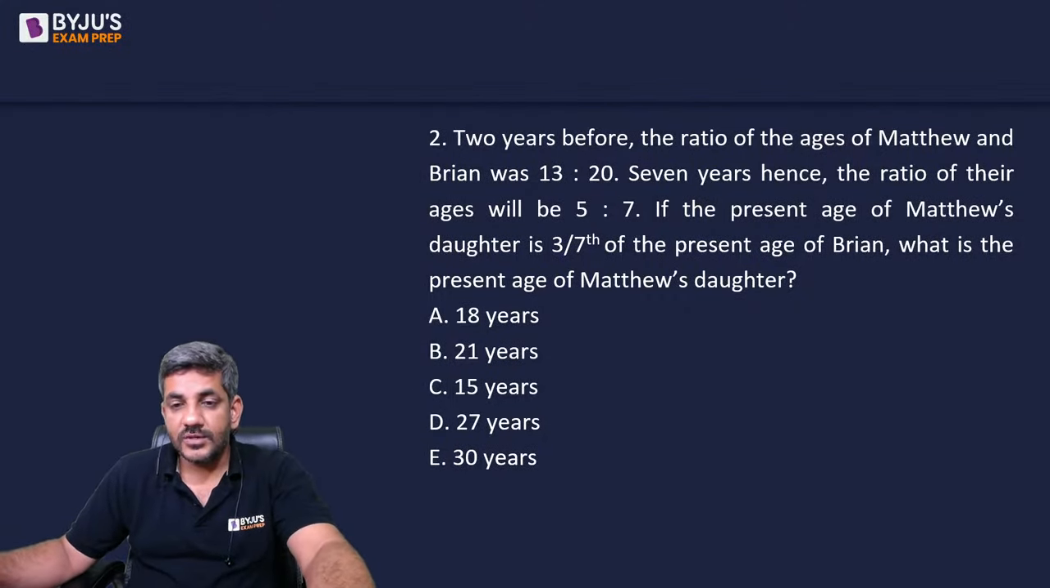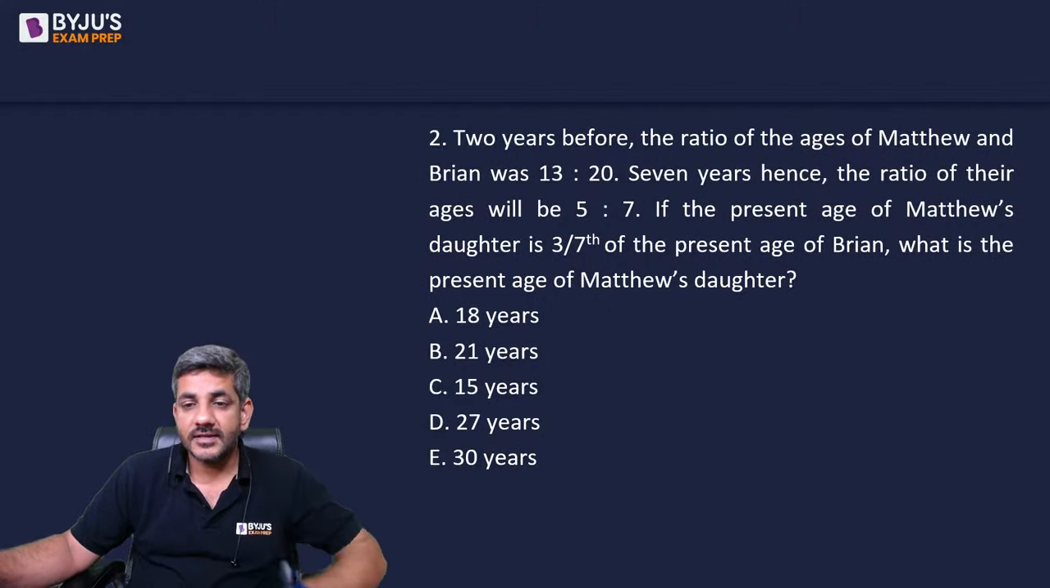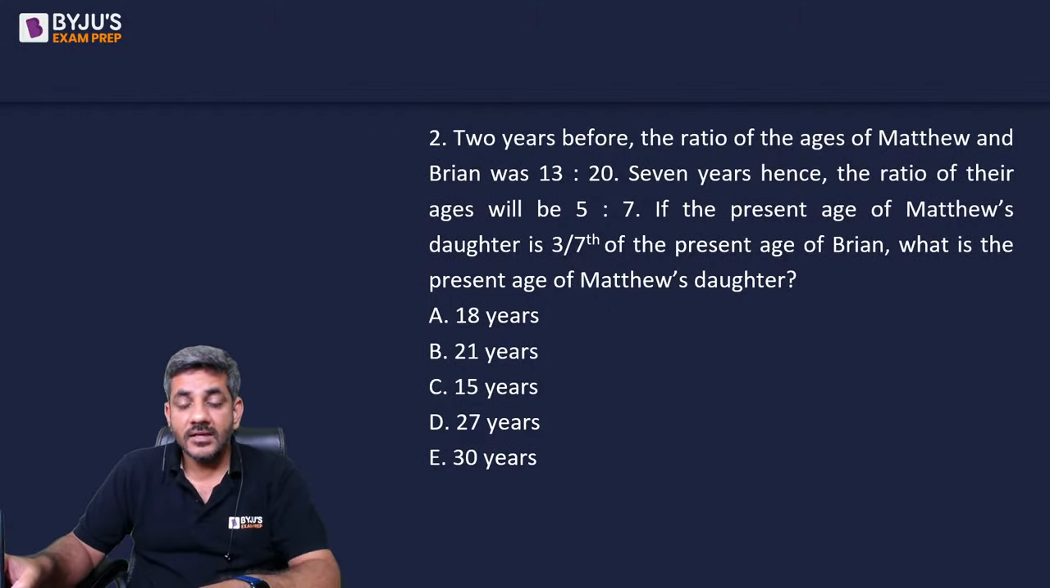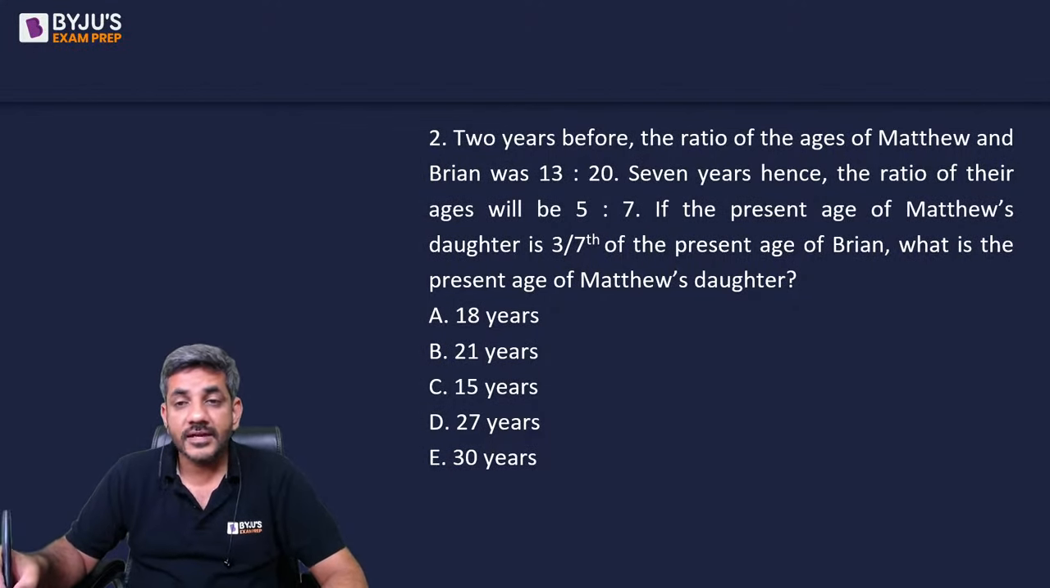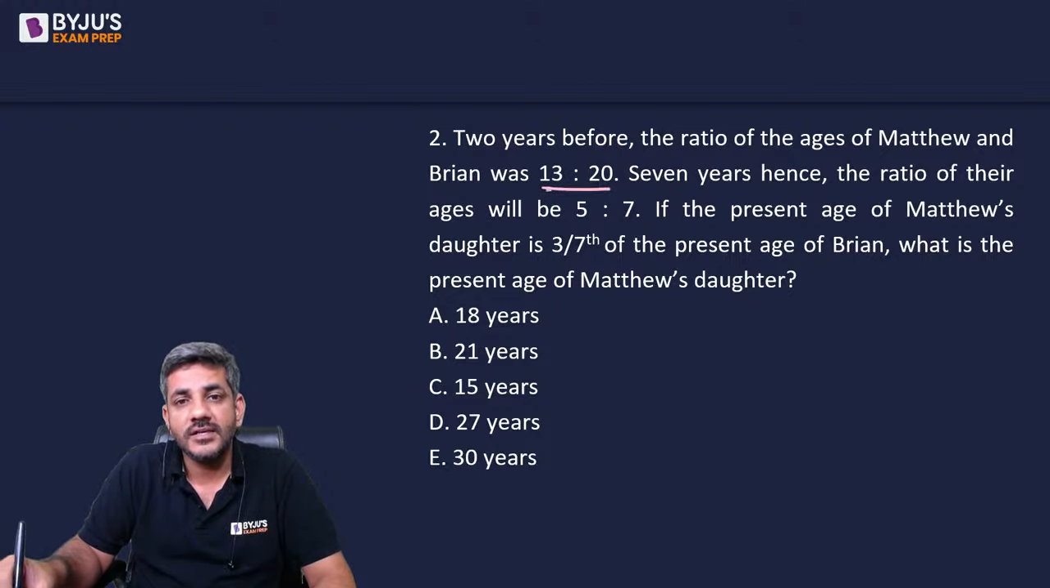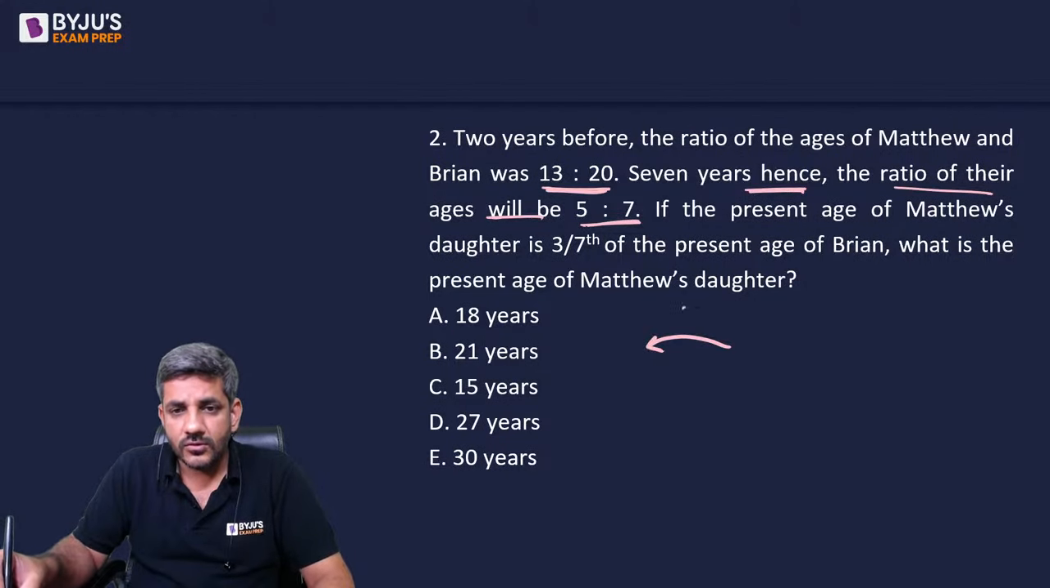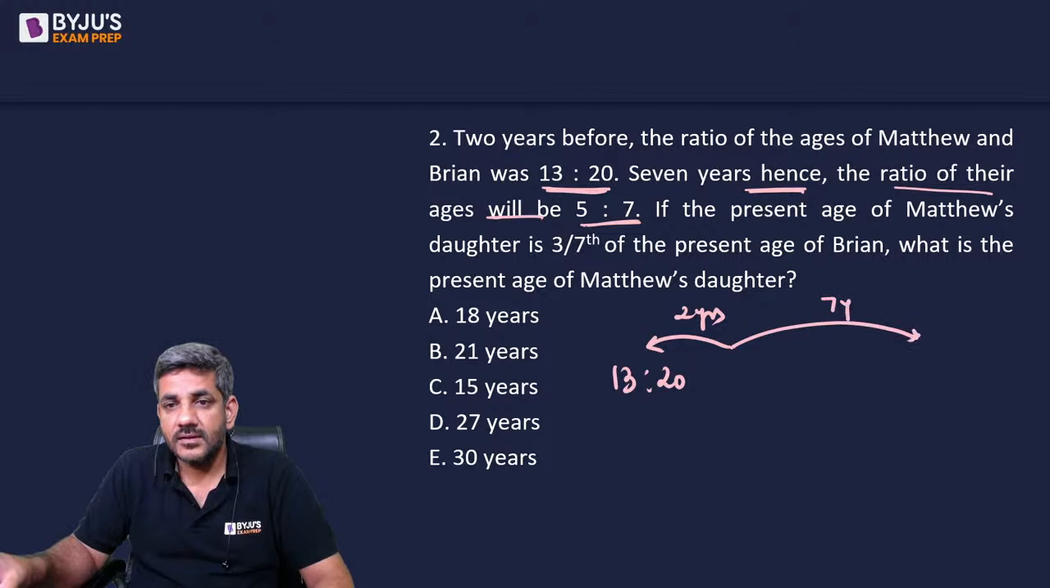So let's start doing this question number 2 as well. Let's begin. What does the question say? It says 2 years before, the ratio of the ages of Matthew and Brian was 13 is to 20, and 7 years hence, the ratio of their ages will be 5 is to 7.